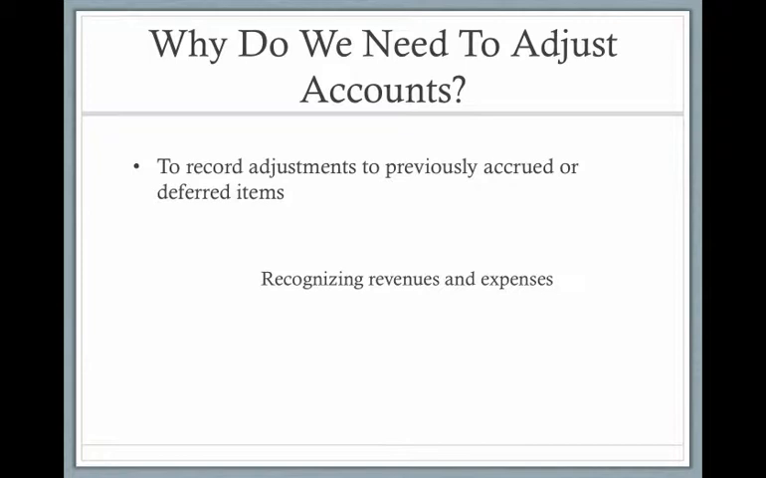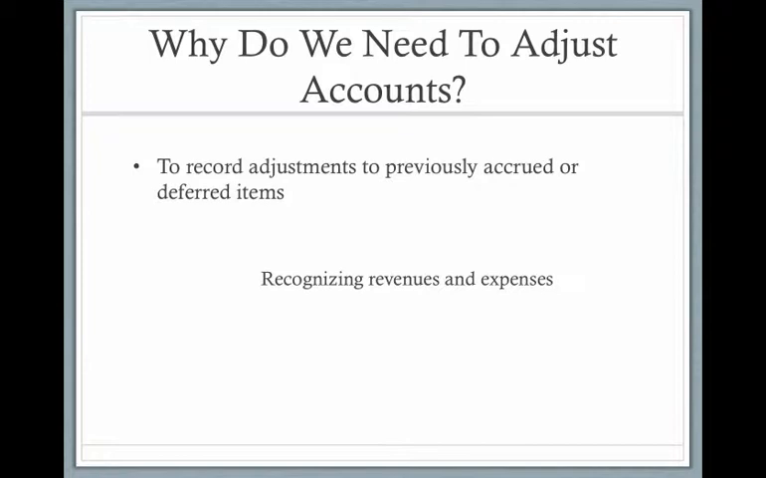Another reason why we need to adjust the accounts is to record adjustments to previously accrued or deferred items. For instance, if we prepaid for a service from a vendor, such as insurance, where we had an account called prepaid insurance, our usage of that insurance policy for a period is where we've incurred the benefit of using that insurance.